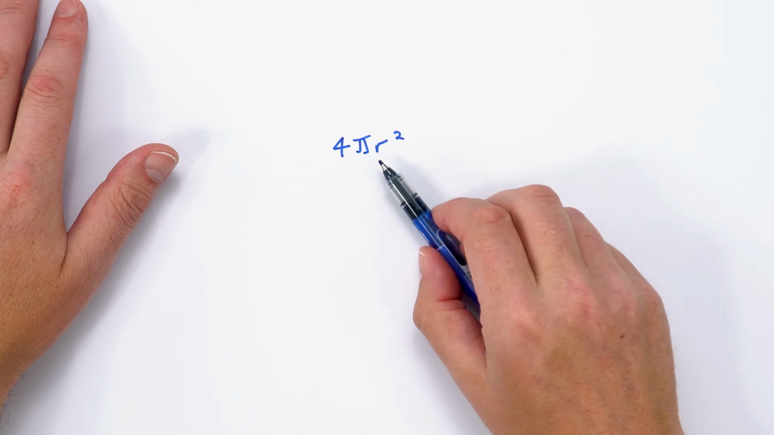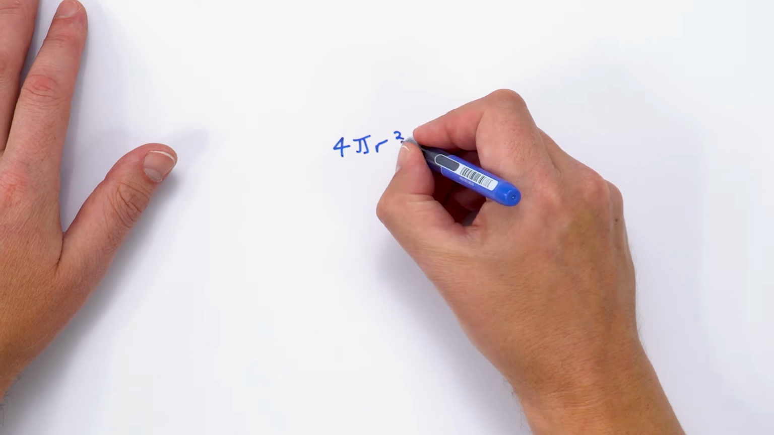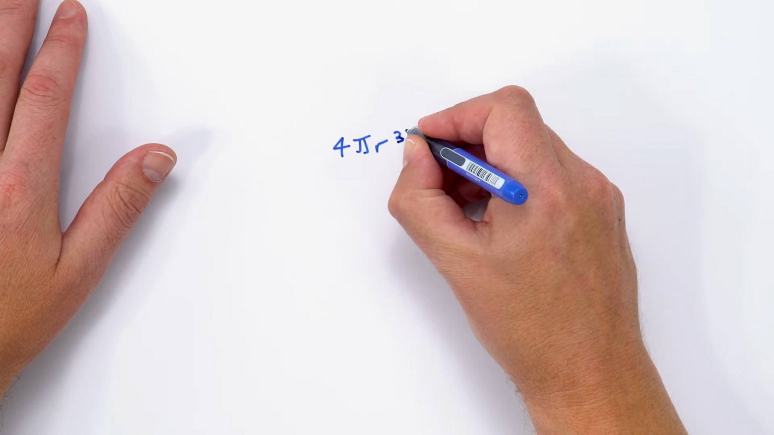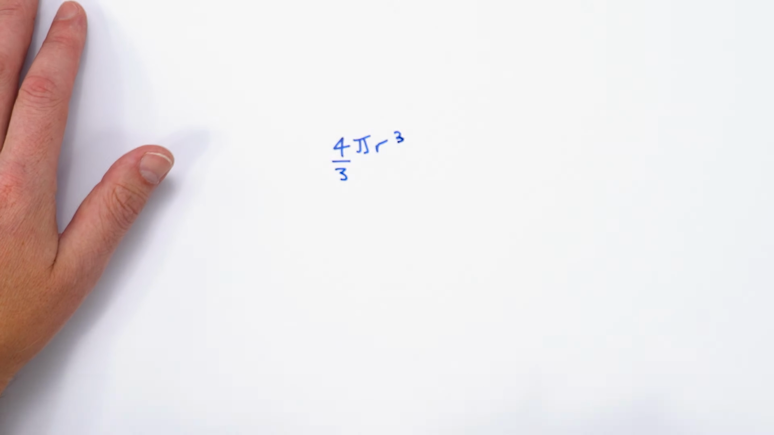Oh, and a final point I just thought I'd mention is about the similarity of the two equations. If we start with the area, 4 pi r squared, if we were to integrate this, we would raise the power by 1 to r cubed and then divide by 3, which is now the volume of that.